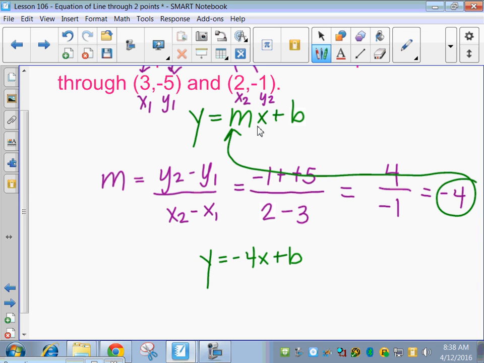So the only other thing we're trying to find is the b. We use one of the points to find the b. So let's use this one because it's a little bit smaller numbers. If it's ever easier, I try to pick the easier one, but it really doesn't matter. So I'm going to plug in negative 1 for y, because that's the y part of the coordinate. And I'm going to plug in 2 for x, because that's the x part of the coordinate.